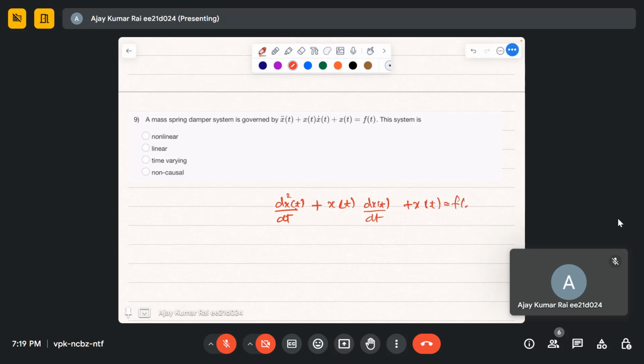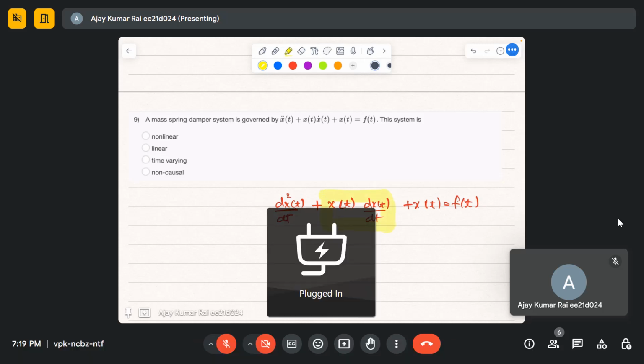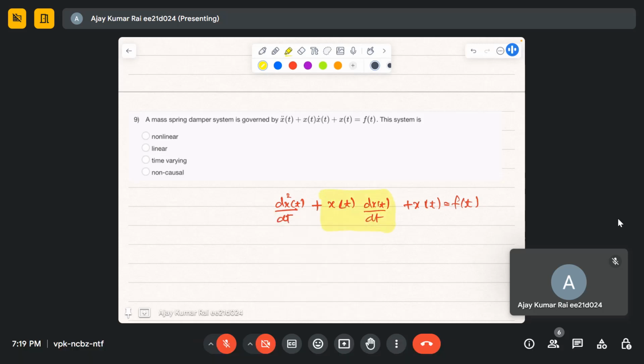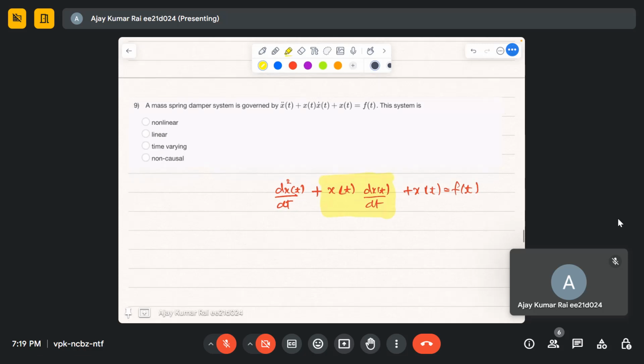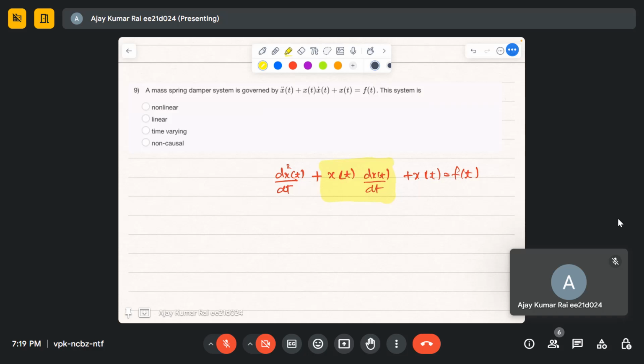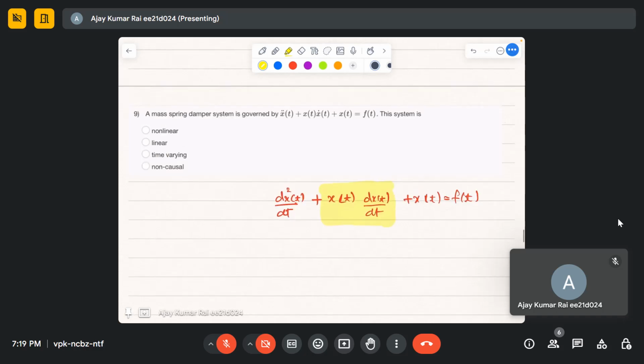Just focus on this part here. So it's a linear combination of input and the differentiation of that input. So this is what, linear or non-linear? This is not a coefficient. Your coefficient here is x itself. This is a coefficient. So this will be non-linear.